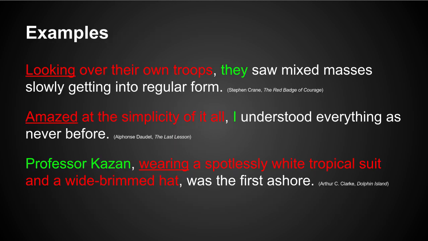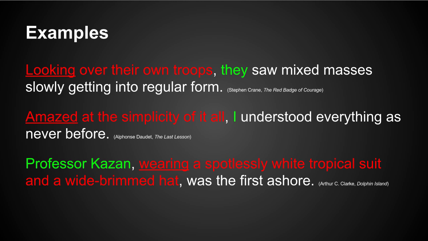So here's some examples from literature. Looking over their own troops, they saw mixed masses slowly getting into regular form. You'll notice that this participial phrase has a participle in it, looking, and you'll notice that I have the word that it modifies in green. So who's looking over their own troops? They are. Okay, second example. Amazed at the simplicity of it all, I understood everything as never before. Participle, amazed. Who's amazed? I am.